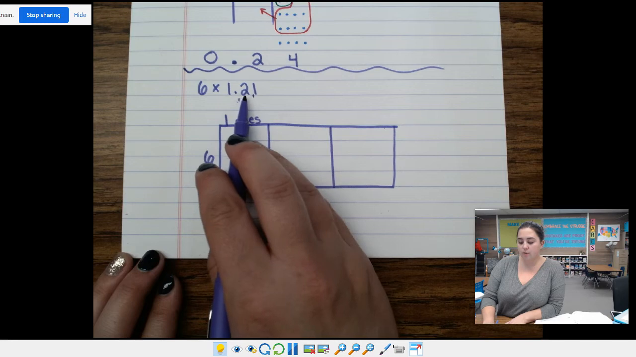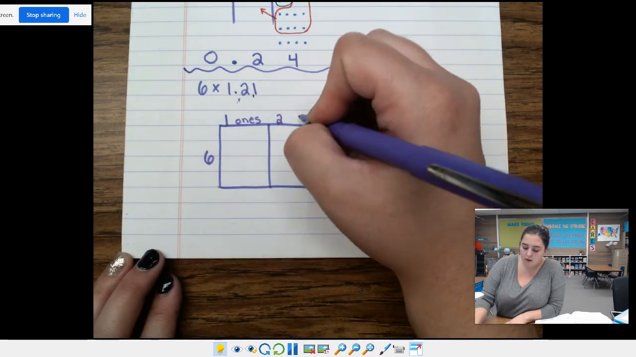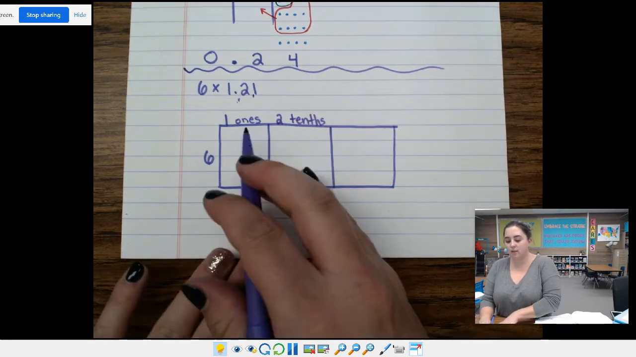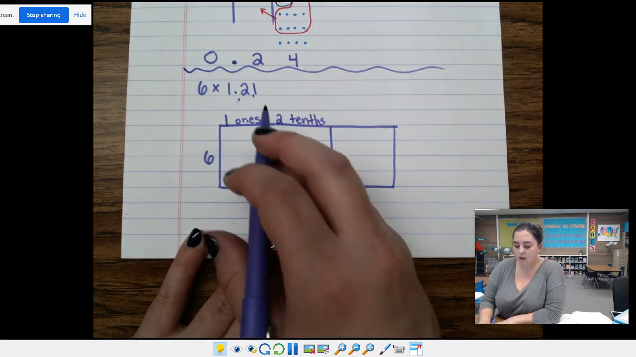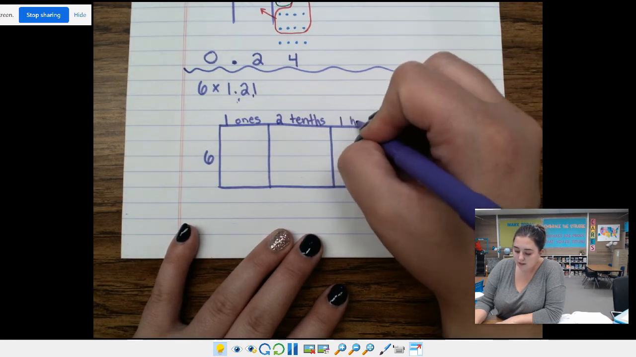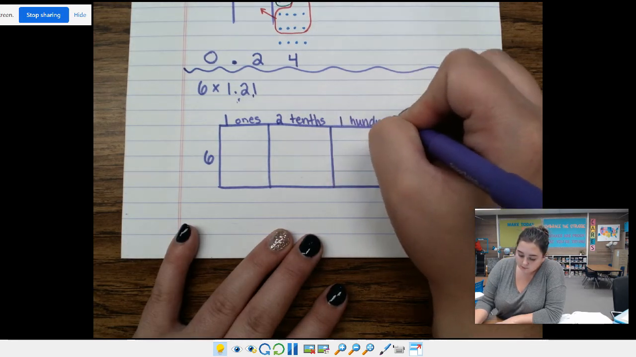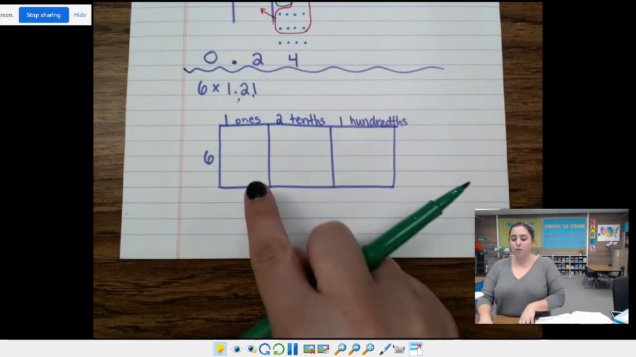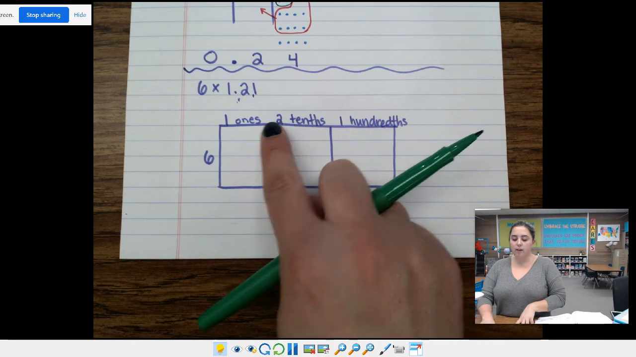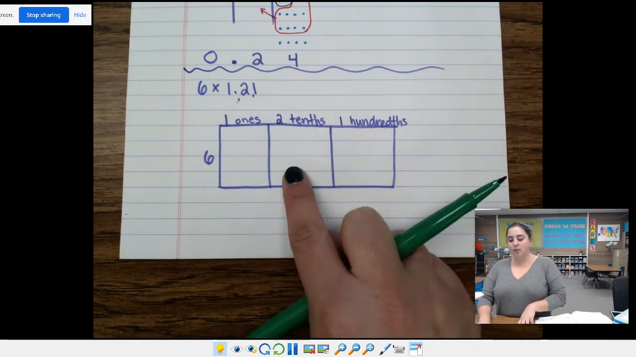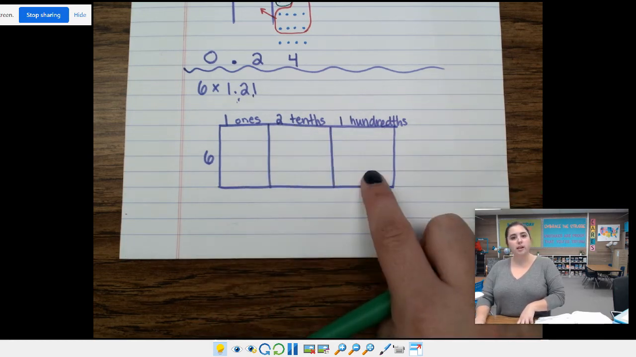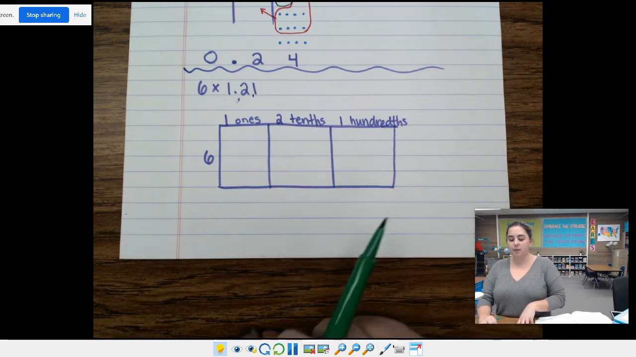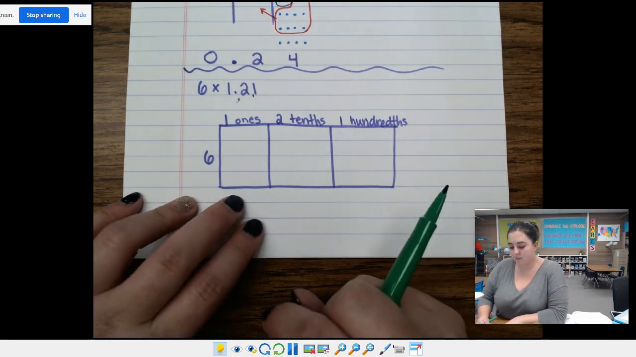Our second digit is a 2, and it is in the tenths. This part's important, writing down these place values. My third digit is a 1, and it's in the hundredths. And it's important to write those down because I can't just multiply 6 times 2 and 6 times 1 and say that my answer is 12 or say that my answer is 6. Because it's not 12, it's 12 tenths or 6 hundredths. So let's slow that down and take a look.